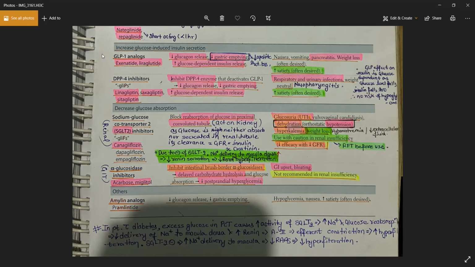So any doubt on these two drugs, these two classes of drugs? No.